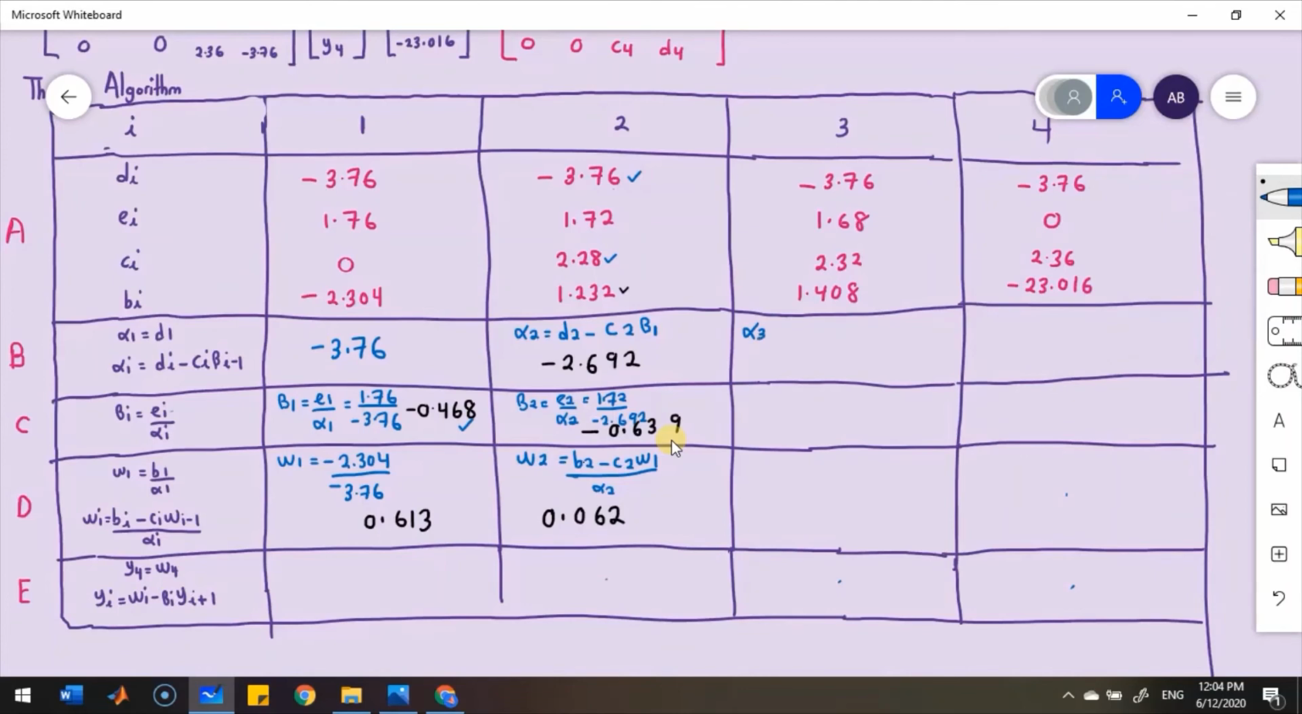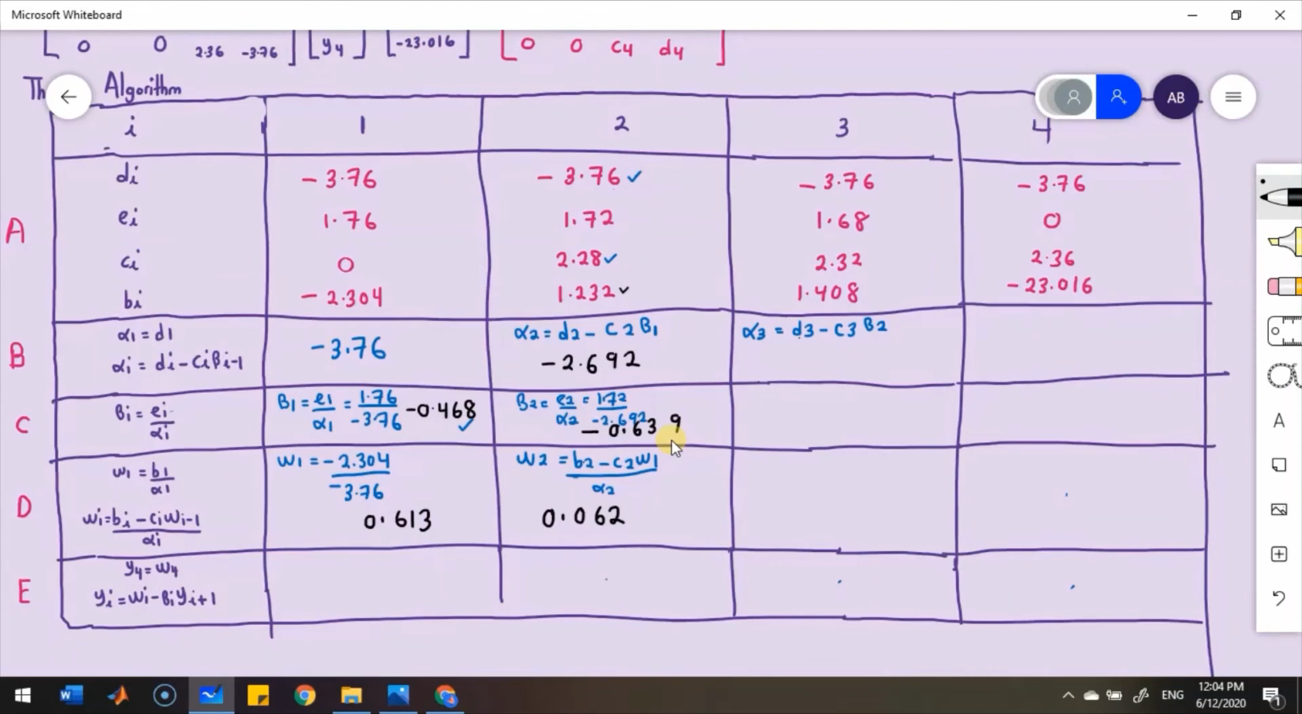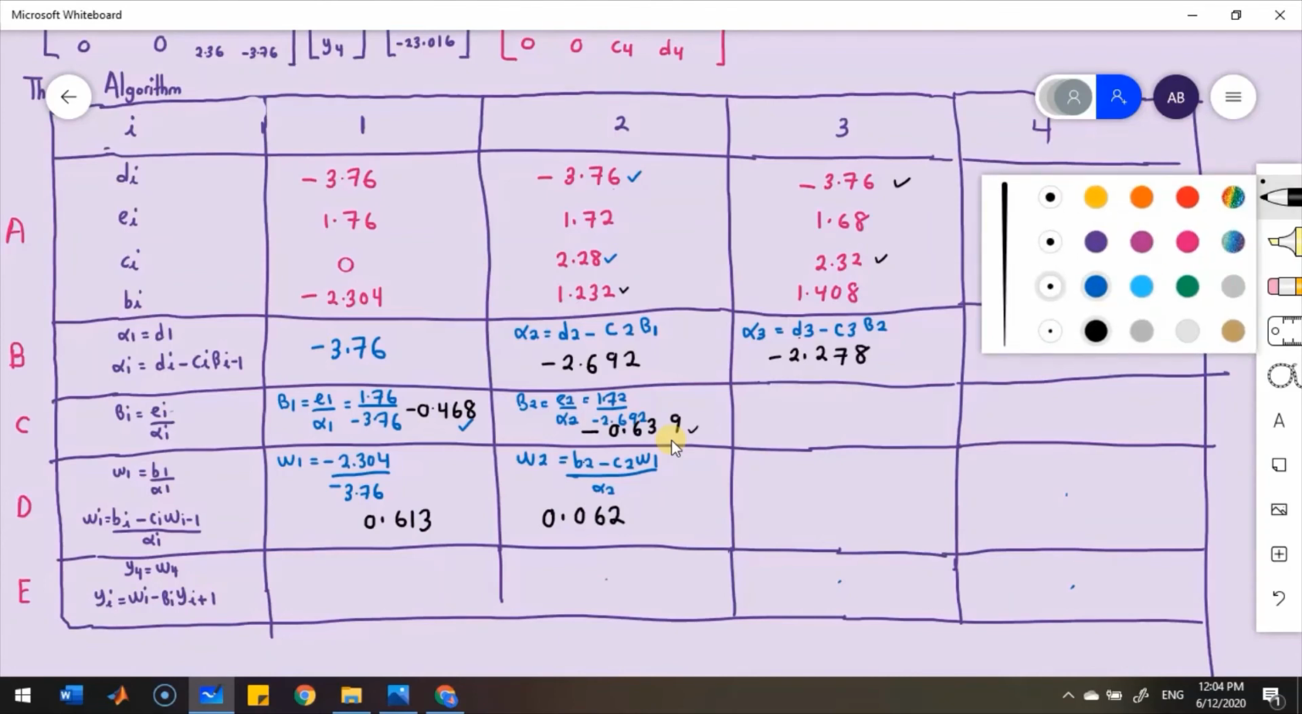So alpha 3 will be D3 minus C3 beta 2. D3, diagonal 3, is this one. C3 is this one. D3 minus C3 times beta 2. So negative 3.76 minus 2.32 multiplied with negative 0.369 for beta 2. That will give you negative 2.278.